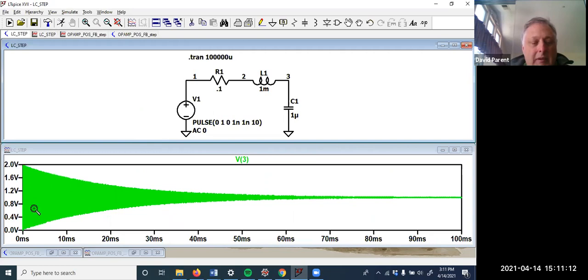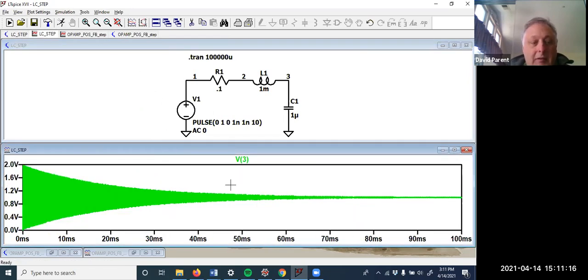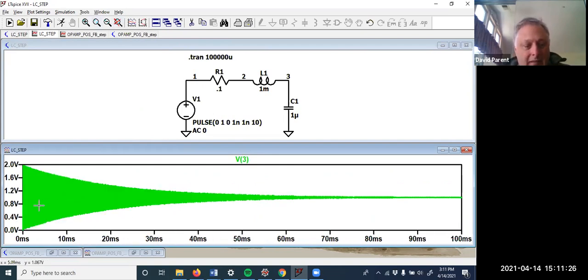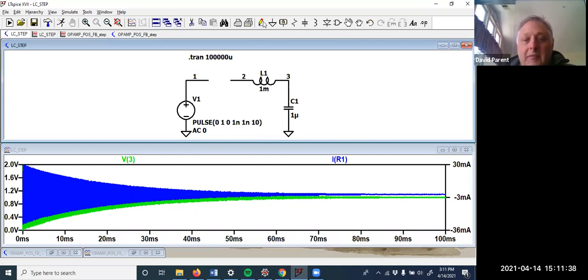So it's oscillating, sure, but it does eventually, over time, decay. And so the constant value that it's headed towards is 1. So even though there's a lot of oscillation, it's still in control. All right, what if something happens to that resistor?